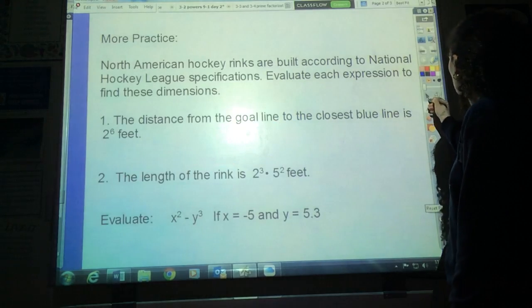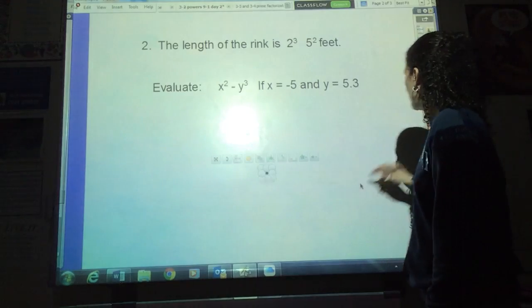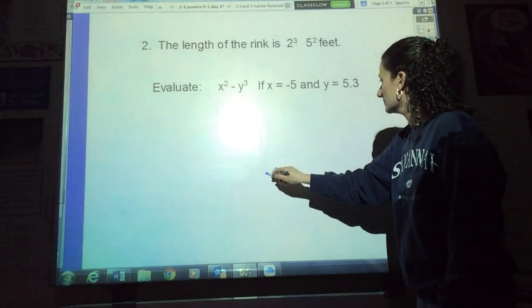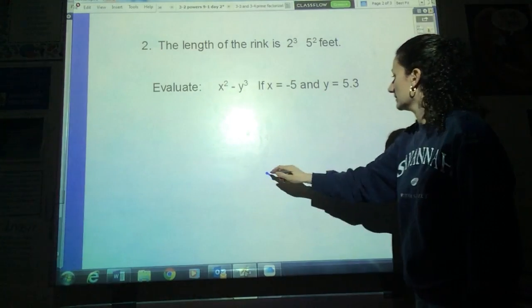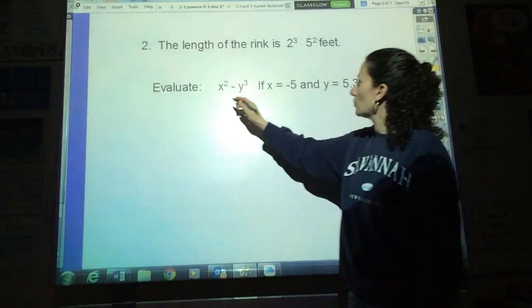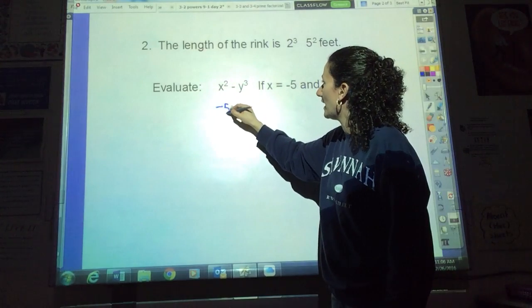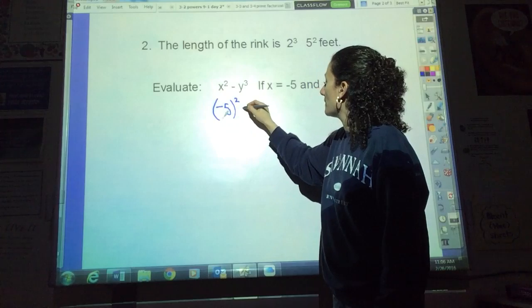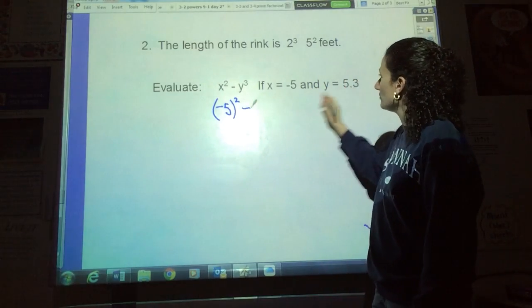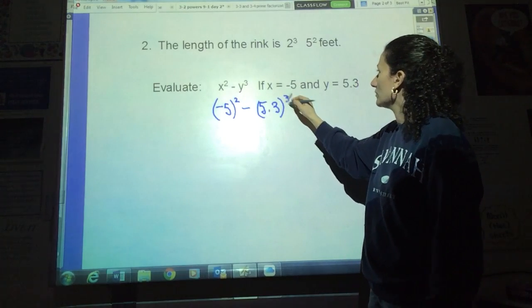And I'm going to move all this out of the way, because we're going to need some space for this one. Get rid of that and that. Okay, so x squared minus y cubed. If x is negative 5, so we've got negative 5 squared minus y is 5.3. Ooh, a decimal. 5.3 to the power of 3.